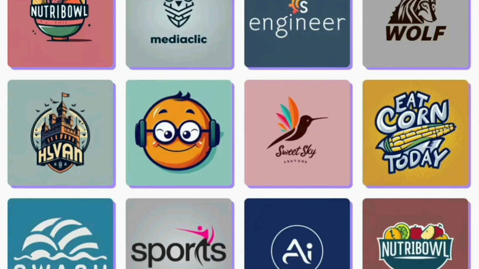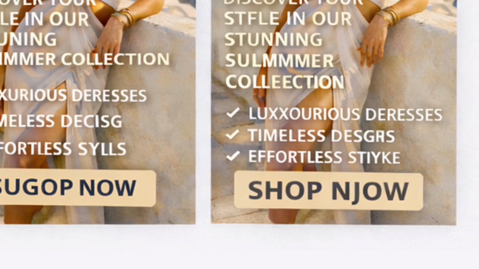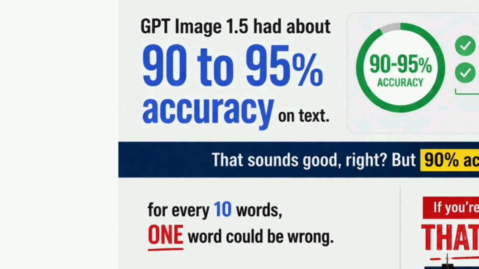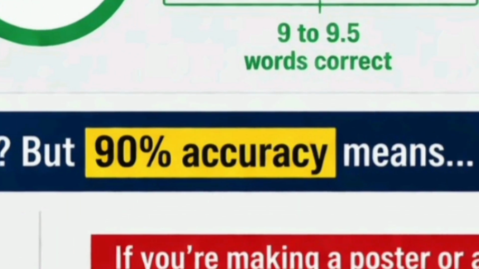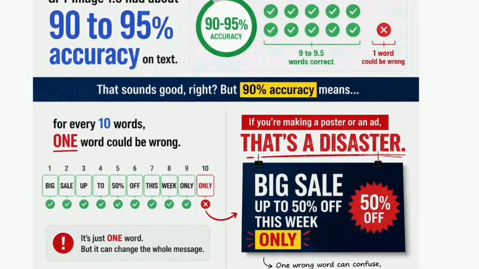The number one improvement, and this is huge. Before this, if you asked AI to put text inside an image, like a poster, a logo, a banner, it would mess up the spelling. Sometimes letters were backward. Sometimes words were completely wrong. GPT Image 1.5 had about 90 to 95% accuracy on text. That sounds good, right? But 90% accuracy means for every 10 words, one word will be wrong, and that's a disaster.